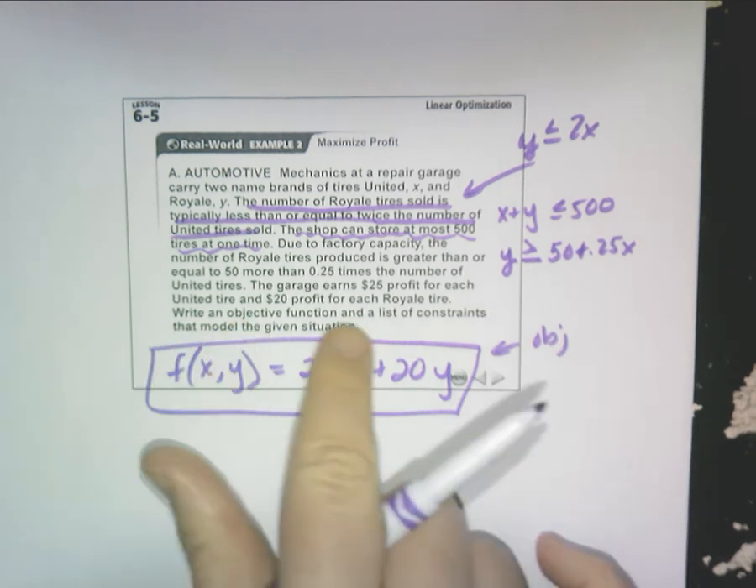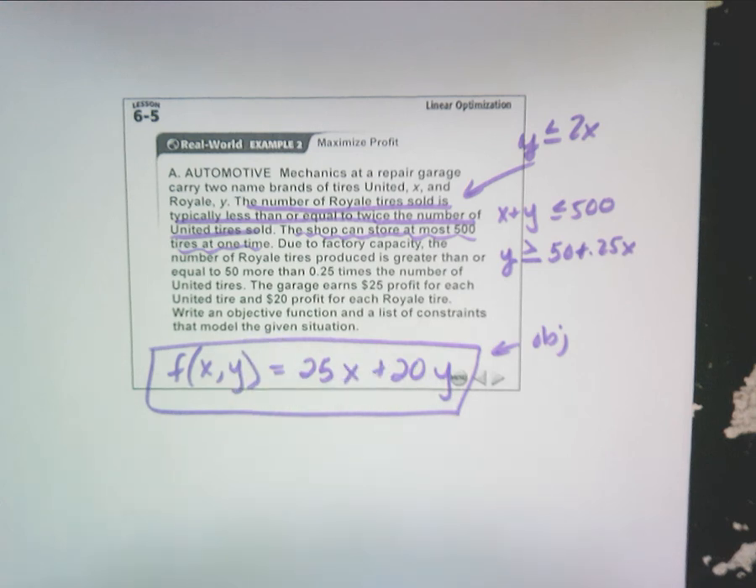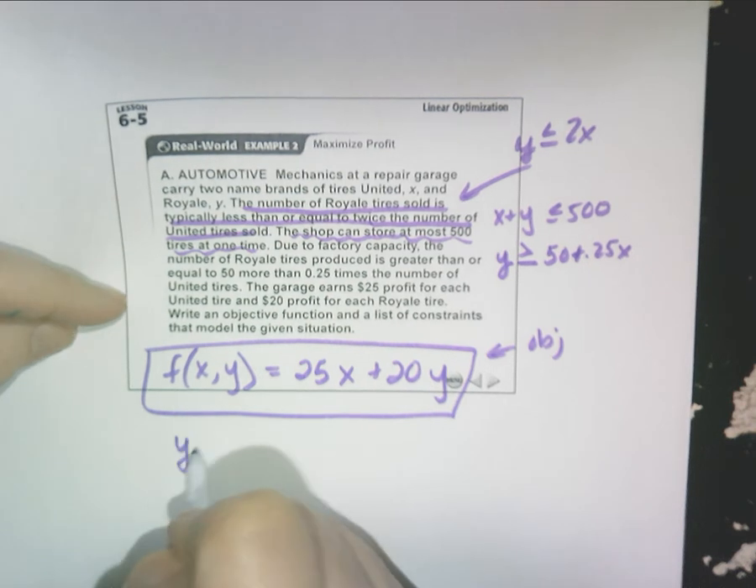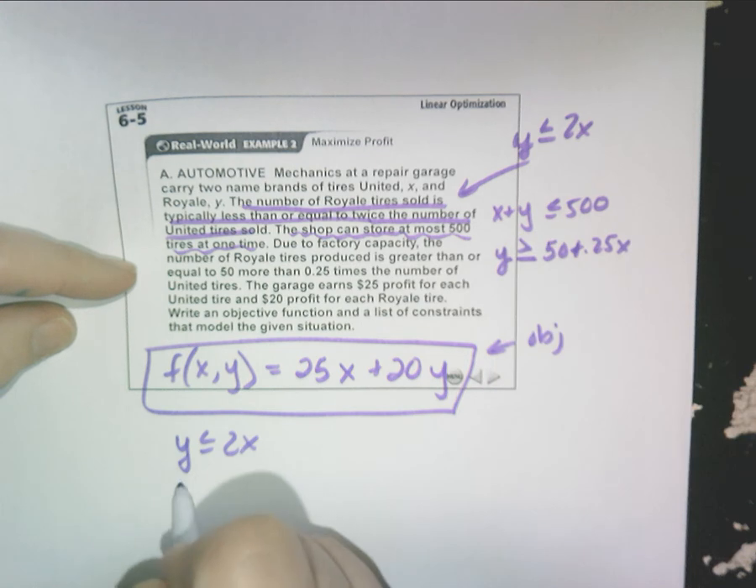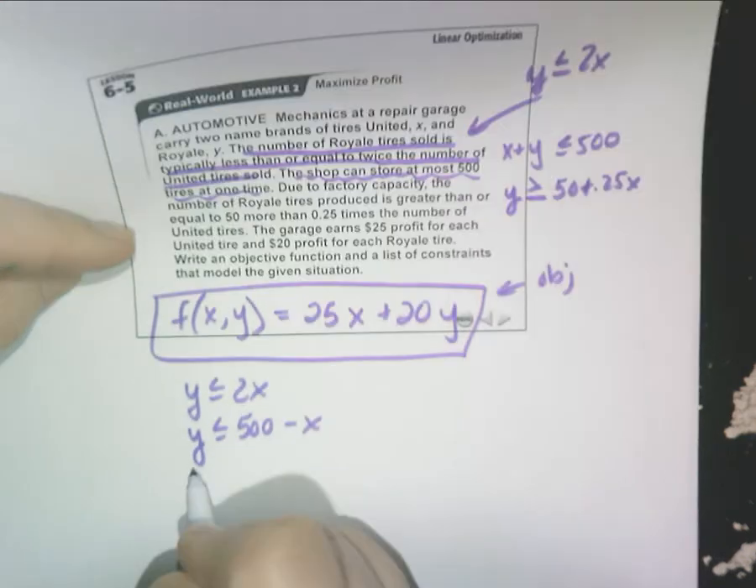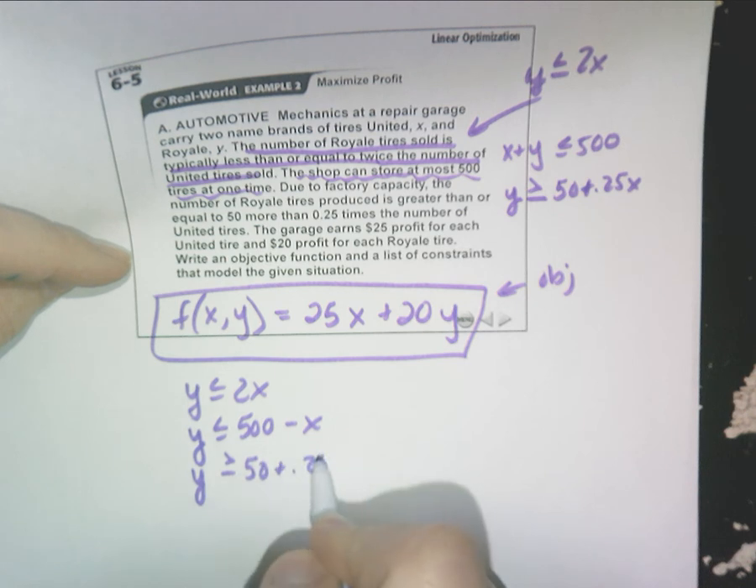So write an objective function, list the constraints that model the given situation, and we're actually going to solve this together right now. So in your calculator, I want you to put these three constraints. Y is less than or equal to 2x. Do not put x plus y. Solve this for y. Y is less than or equal to 500 minus x. And y is greater than or equal to 50 plus 0.25x.